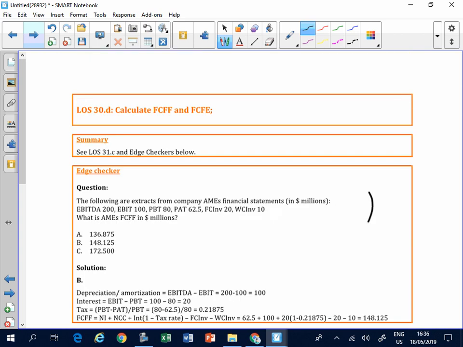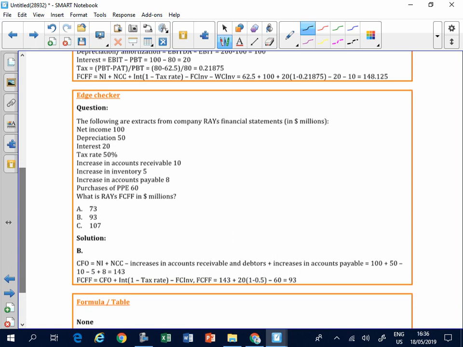Guys, here's an example. You can go through that. The main thing is if you use the formulas that we just went through, you're going to get to the right answer. So it's not too much of an issue. Okay.